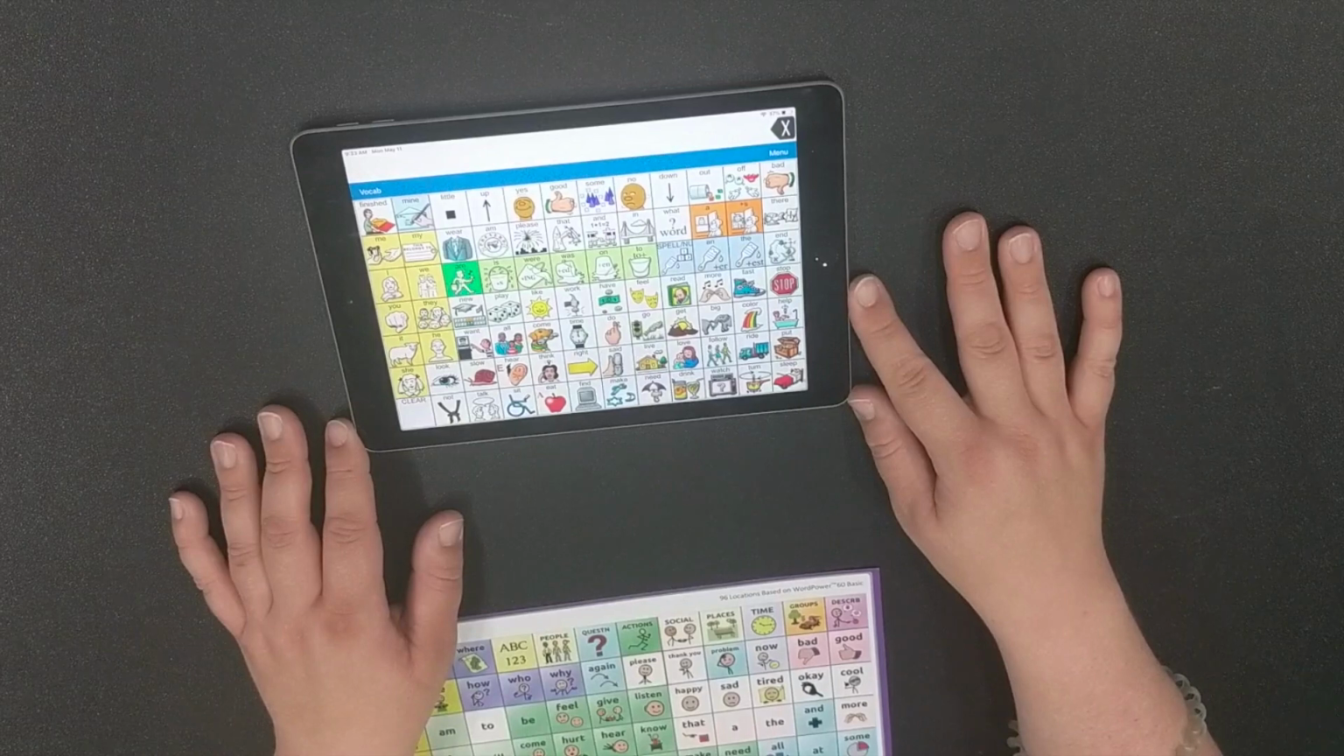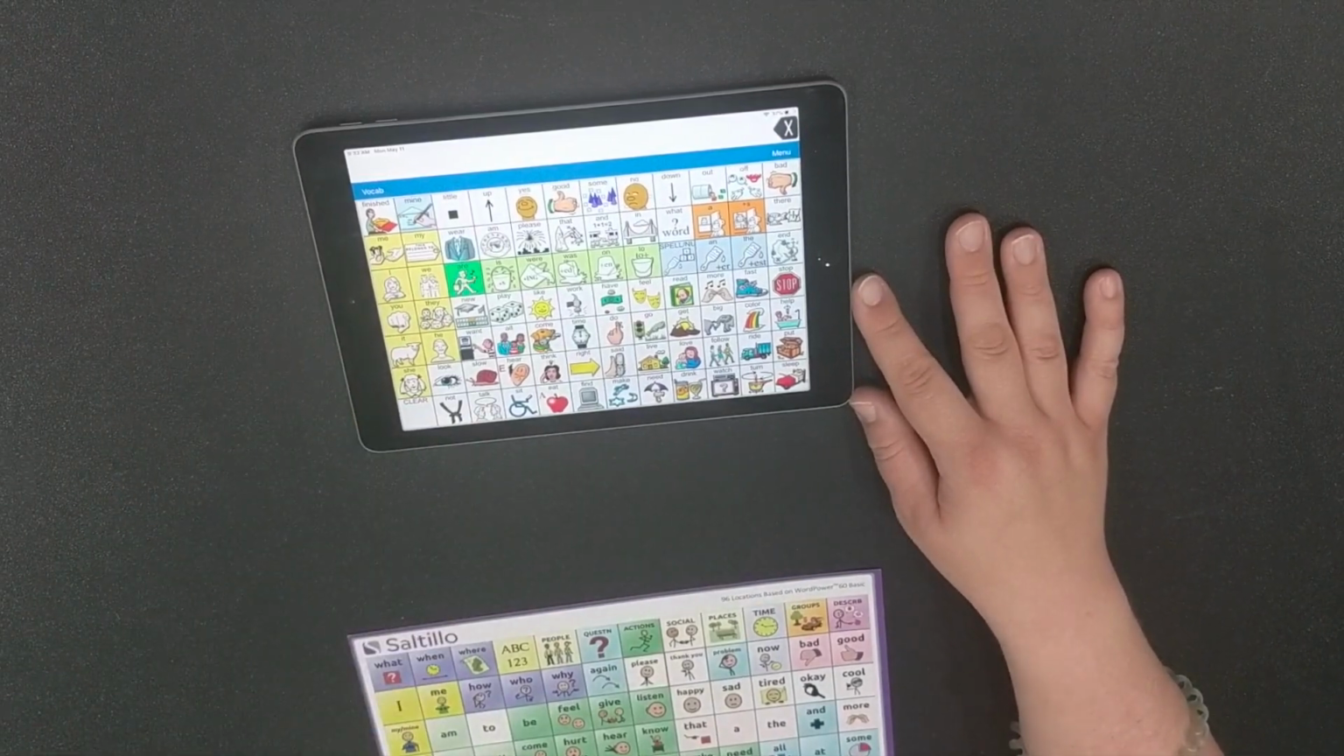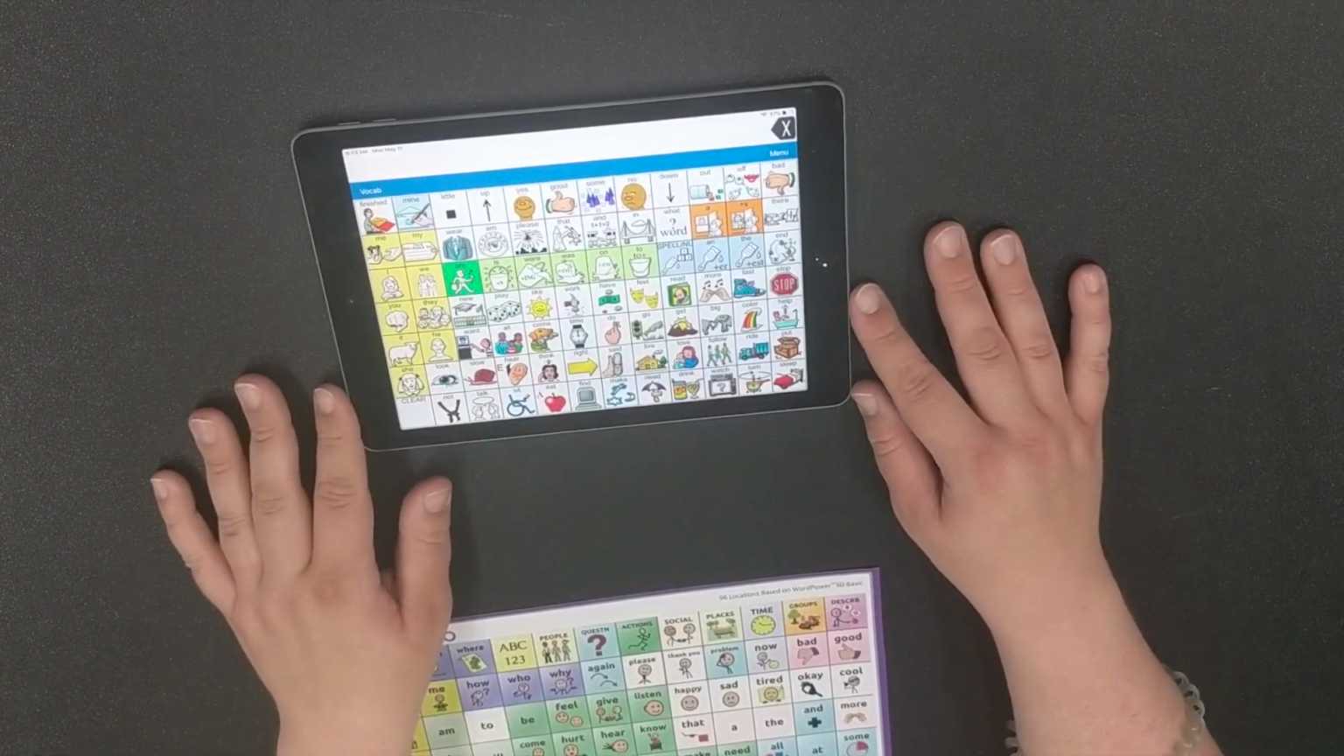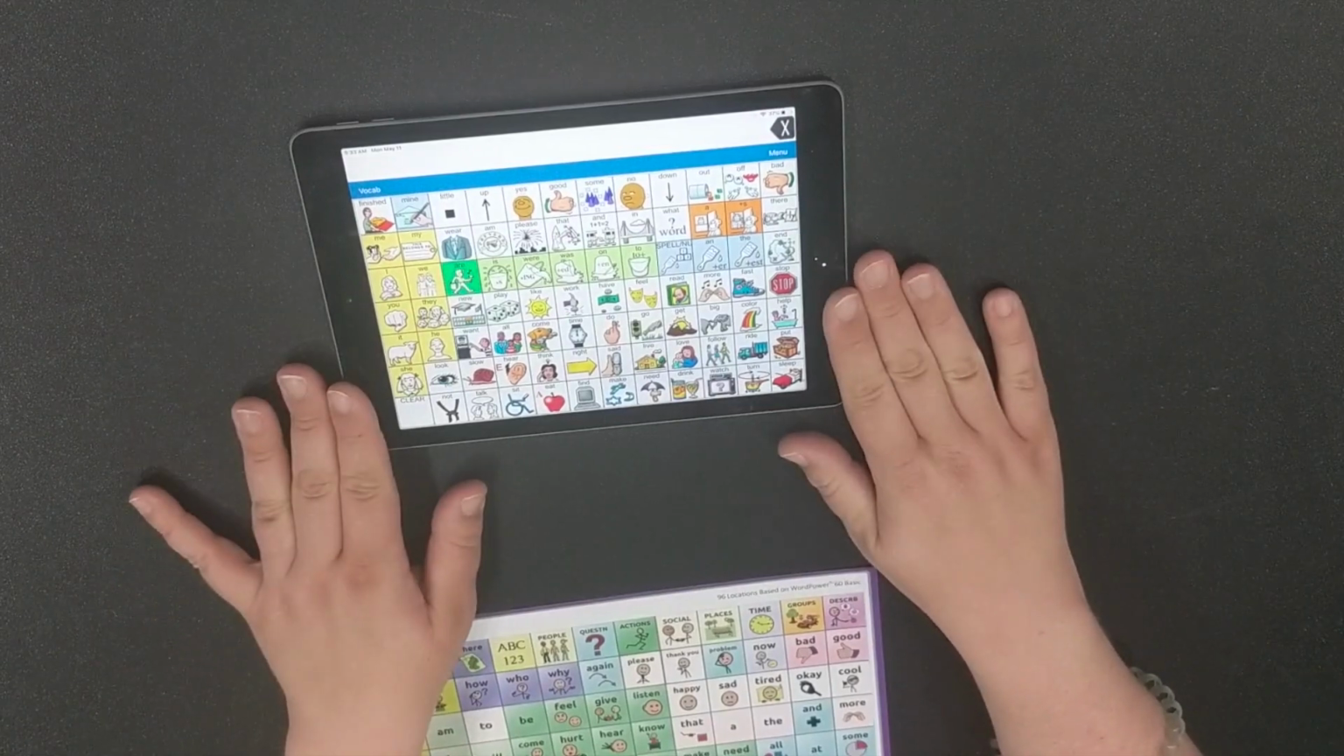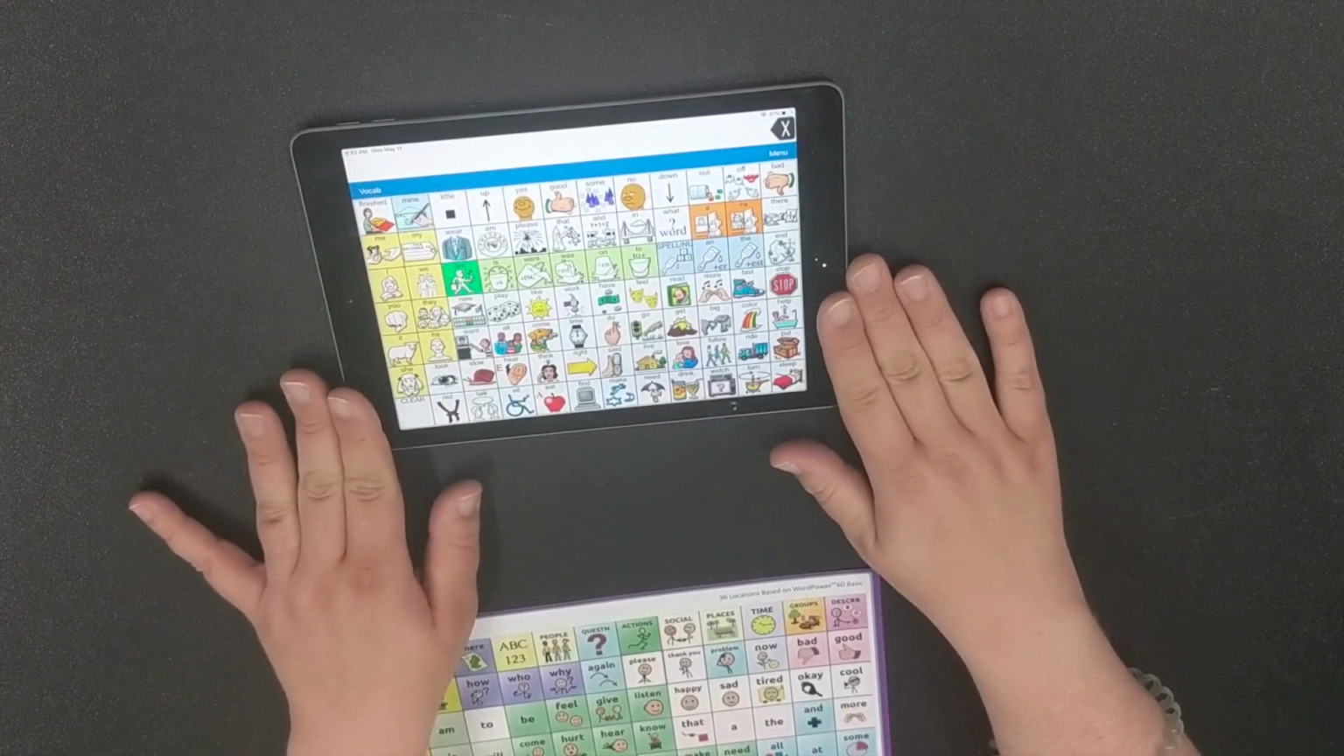So there's a short, quick, sweet version of what aided language input is. It's basically just showing and telling on your child or your student's AAC system in order to teach them that language.